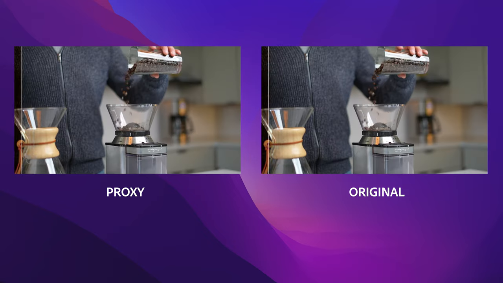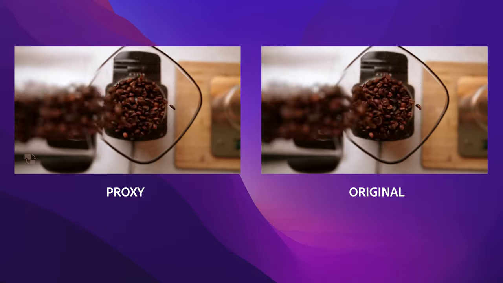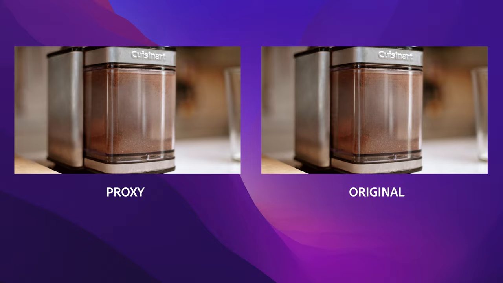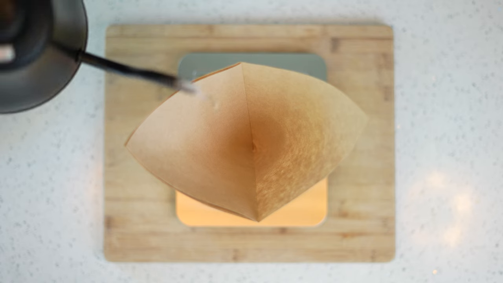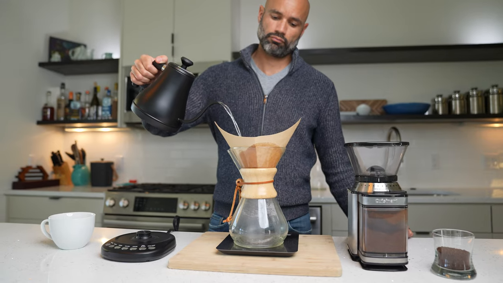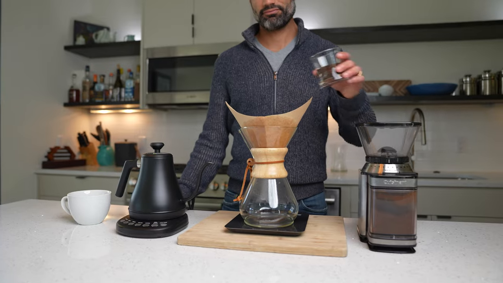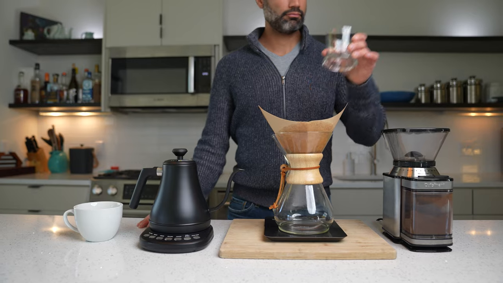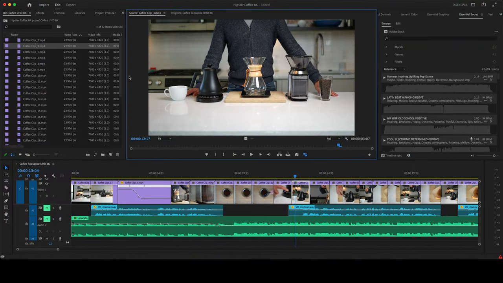Any edits, effects, or color grading you apply while viewing proxies are automatically applied to your source media too. And when you export, Premiere Pro will create the final encoding from the original high-quality files without you having to configure anything special. Okay, let's see how all this works.